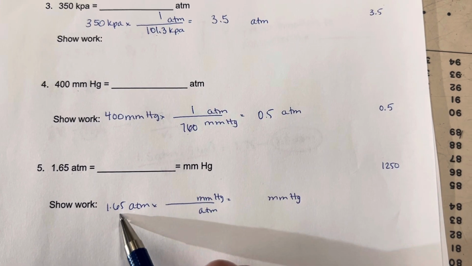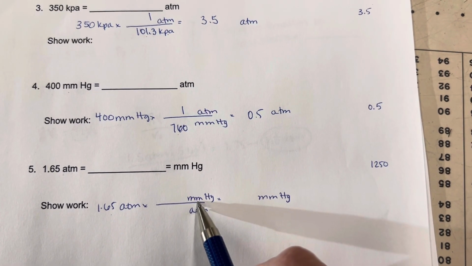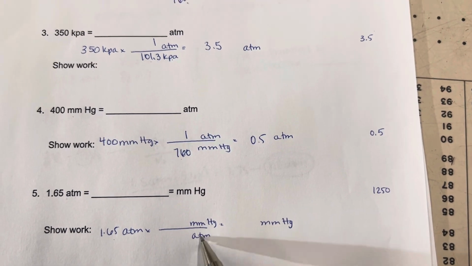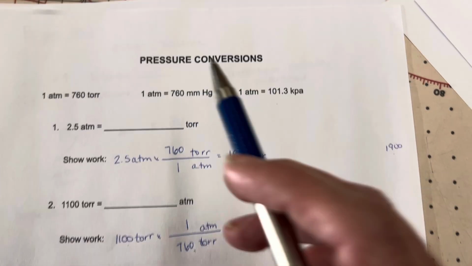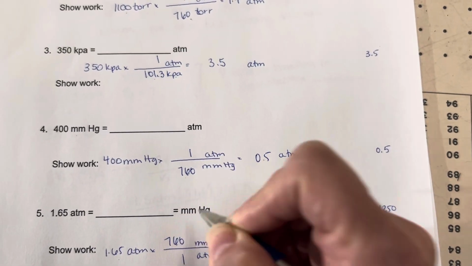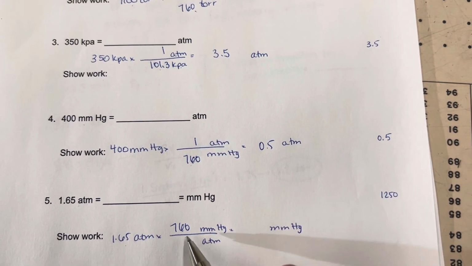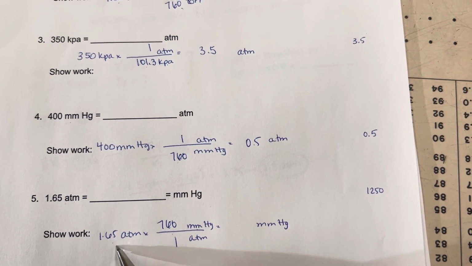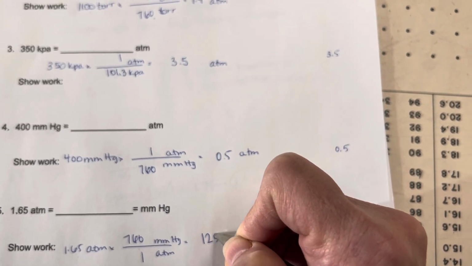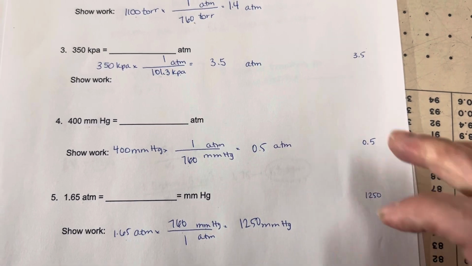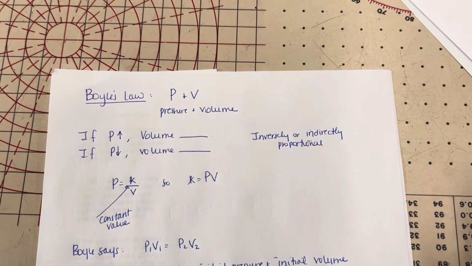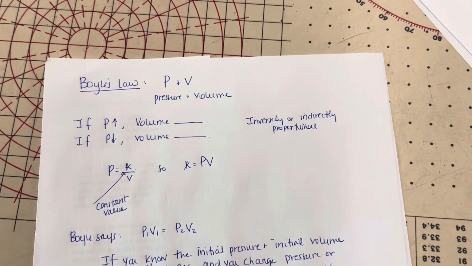And then 1.65 ATMs into millimeters of mercury. My ATM goes in the denominator. Using my conversion, again, the ATM is set equal to 1, and my millimeters of mercury is 760. I'm going to multiply that out. I need 3 sig figs, so that is 1250 millimeters of mercury. Right. So conversions are just being able to find the correct conversion and go from there.